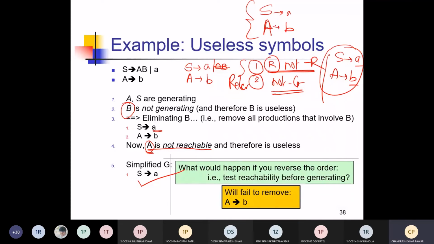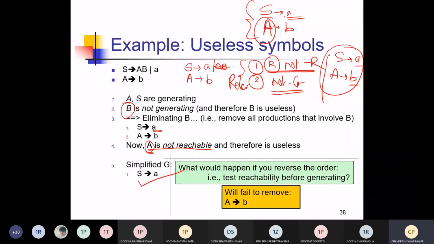Why is there a problem? Because A is not reachable in any way, because it is not appearing in the production of the starting symbol. As it is not appearing in the production of the starting symbol, it cannot take part in the string generation. So as it is not helping in the string generation, we have to eliminate that non-terminal.